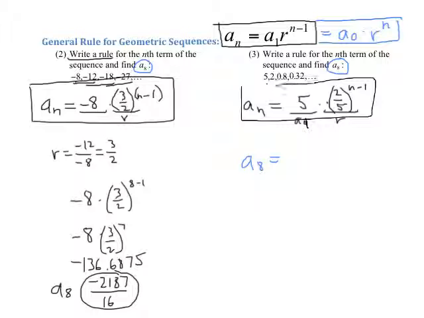And the second part of this question was to calculate what a_8 is. And so that means, again, plug in an 8. And so that is 5 times 2/5 to the 8 minus 1. 8 minus 1 is 7. And so you could go straight to the calculator and type this in.